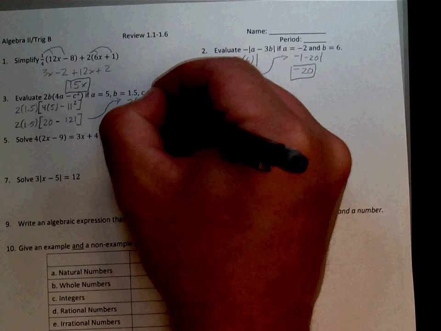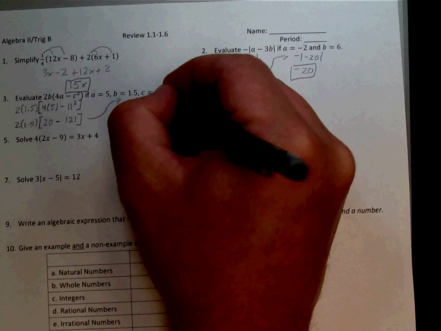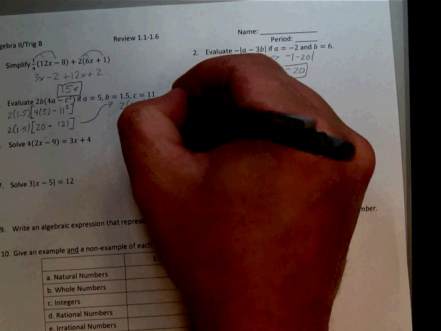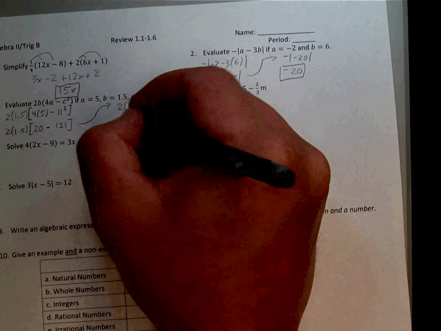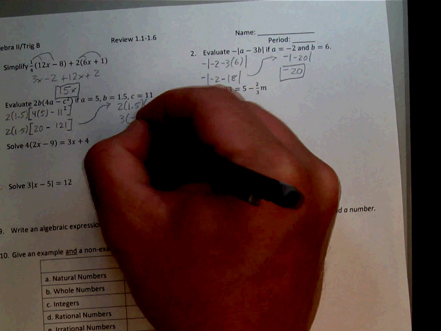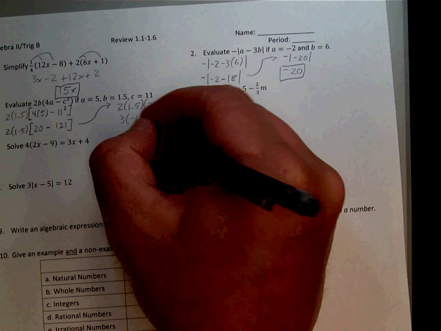2 times 1.5 times, I'll go ahead and just call them parentheses now, 20 minus 121 is negative 101. Multiply from left to right, 2 times 1.5 is 3. 3 times negative 101 is negative 303.